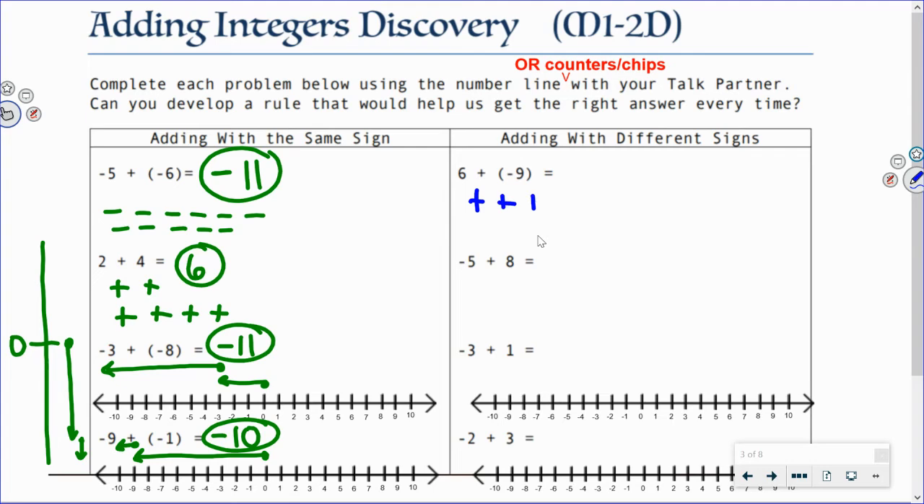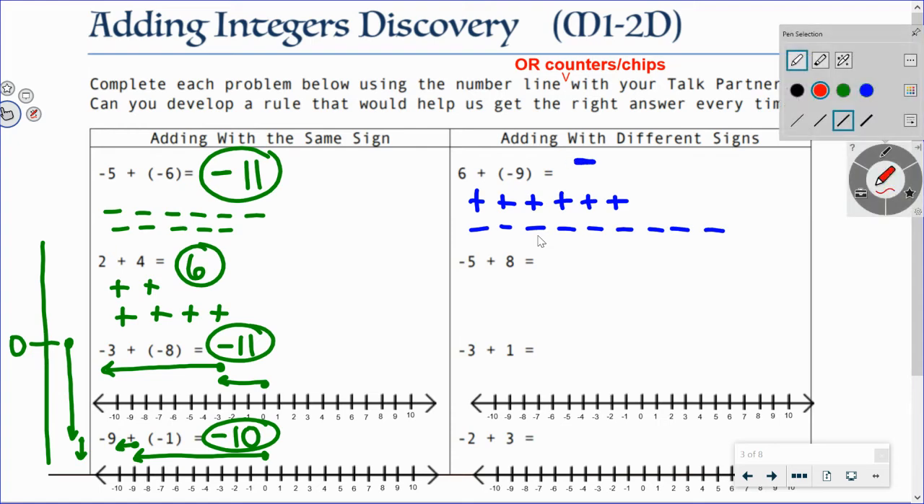If I were to sit here and draw 6 positive symbols and then 9 negative symbols, yeah, I see we're finishing off in the negatives. Why is that? Because we now have a lot of 0 pairs. Some of you circle your 0 pairs while others of you slash them off. Quickly we see that 6 plus a -9 leaves us $3 in debt, or 3 feet below water.